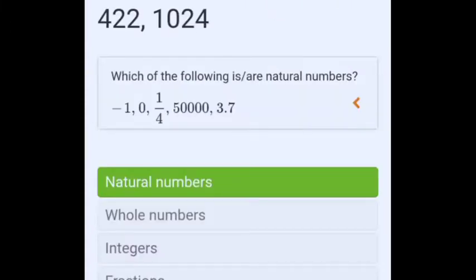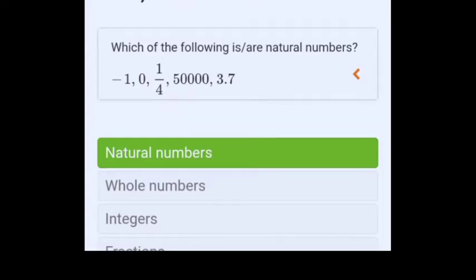So which of the following is or are natural numbers? Is it -1, 0, 1/4, 50,000, or 3.7? When we start counting, that is from 1 and infinite. So obviously, -1 is not included. Also 0. 1/4 is a fraction. 3.7 is not a natural number. So therefore, 50,000 is the only natural number here.